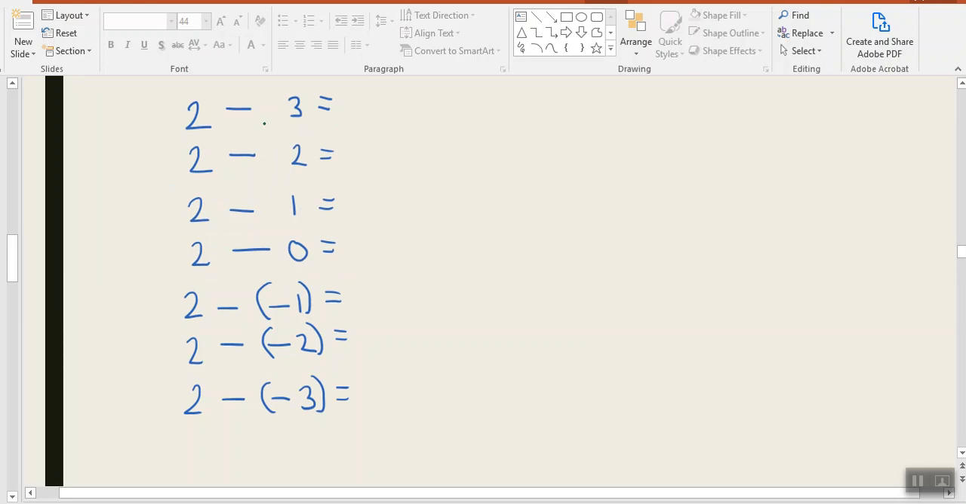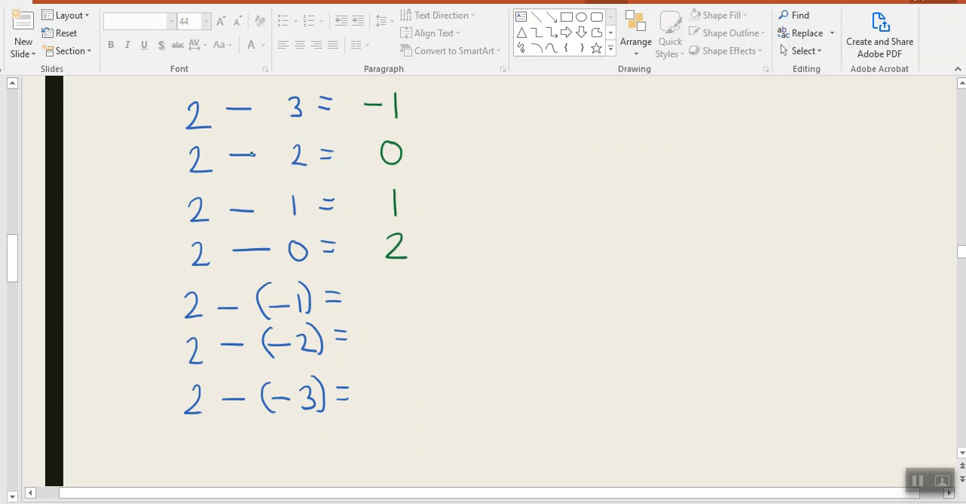In a different color, this is where we have to use our integer skills. So 2 take away 3. I know 2 take away 3 is -1. We can use a number line. We have worked this out before. There's just one sign there. 2 take away 2. Well, I know 2 take away 2 is 0. 2 take away 1, sorry, 2 take away 1 is just 1. Now, we'll do one more. 2 take away 0 is just 2.